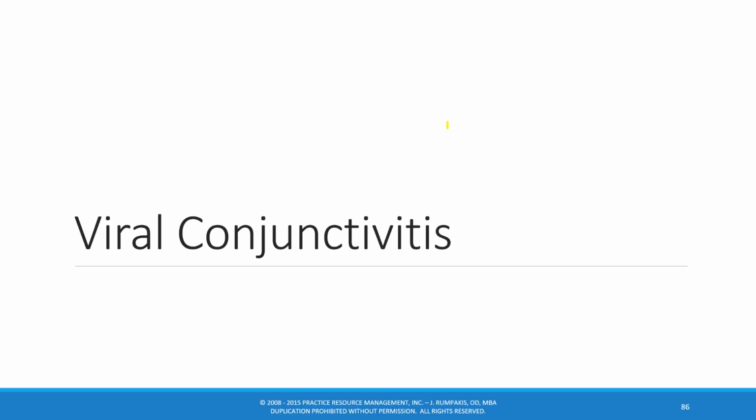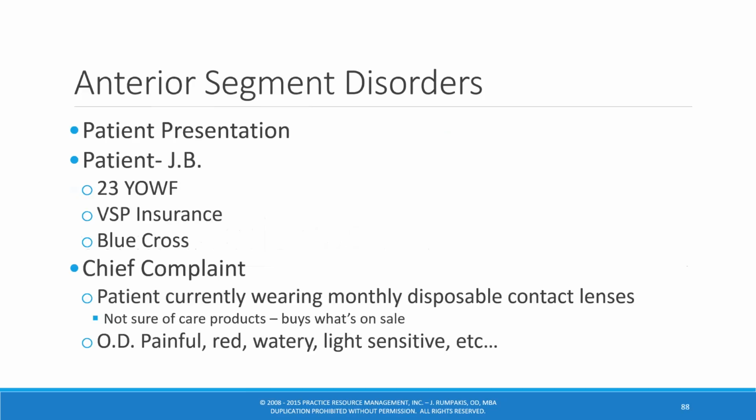So viral conjunctivitis, let's just go ahead and take a look at how that's going to look in the ICD-10. So when I'm looking at a patient, let's say I have a 23-year-old white female that comes in that has VSP and Blue Cross.